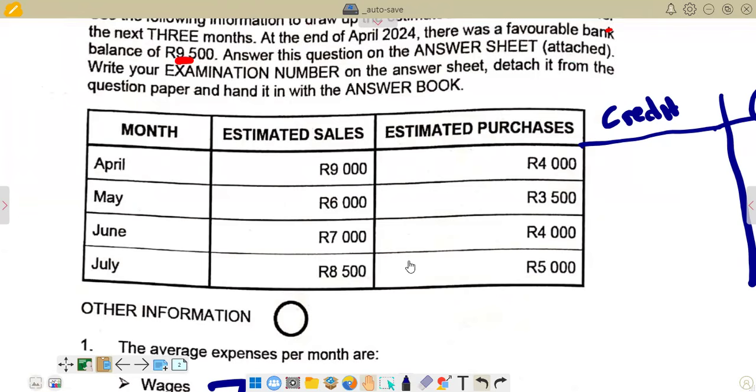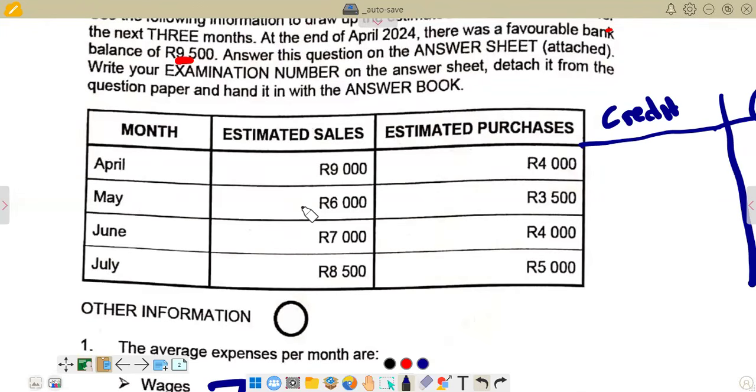Credit sales, sorry, we're going to say 0.3 times 9,000, then you are going to get your 2,700. So if we say 0.3 and multiply by 9,000, you're going to get your credit sales for April, which is 2,700. And then we also say 0.3 times 6,000 to get our credit sales for May. You are going to get 1,800.